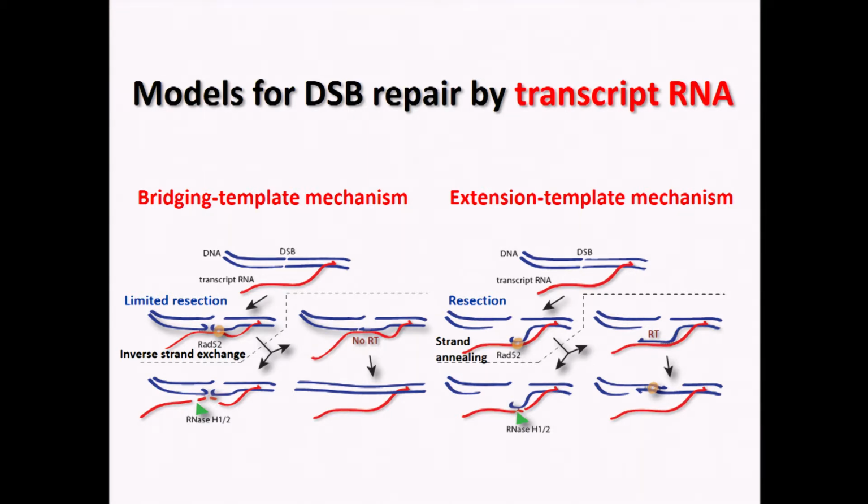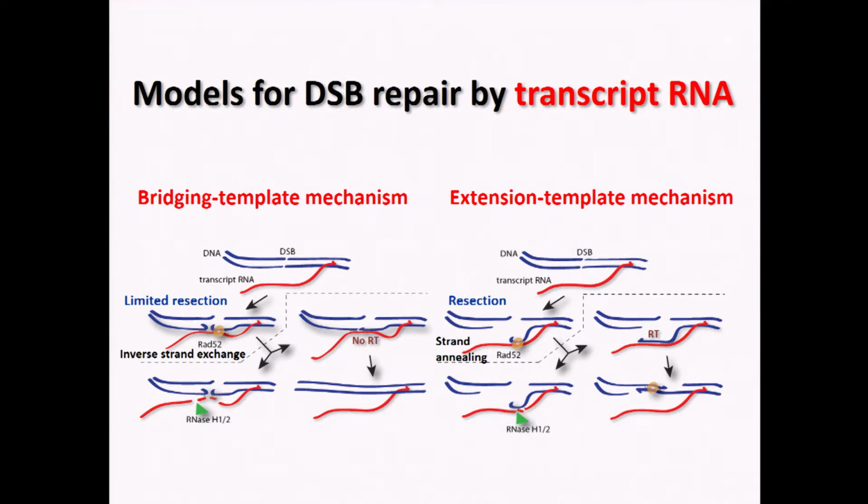So in an actively transcribed DNA that experiences a break, we can have RNA as a donor, depending on whether we're in a condition of limited resection or if there is more resection. If we have limited resection, then the RAD52 recombinase can catalyze an inverse strand exchange reaction. If there is more resection, instead there will be a strand annealing reaction catalyzed by RAD52, that we showed before. RAD52 has this capacity.